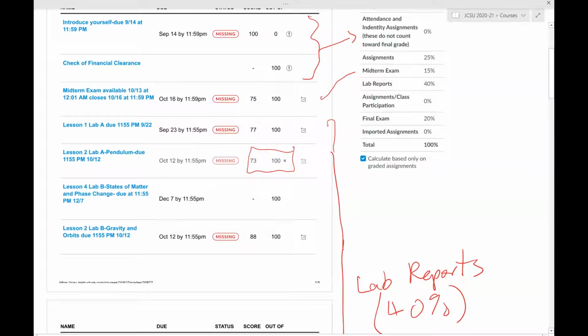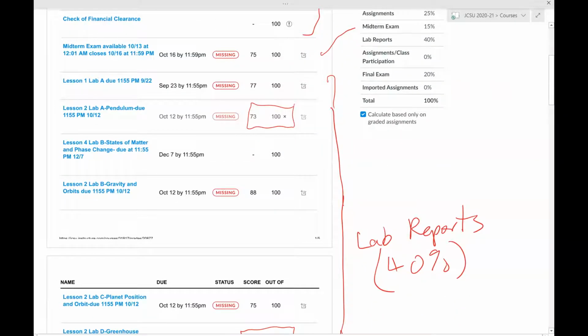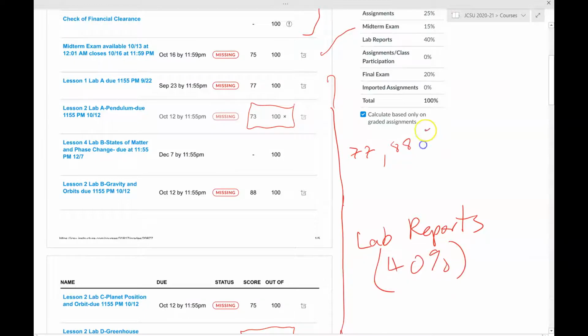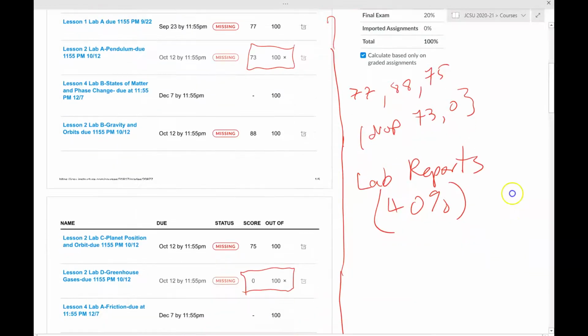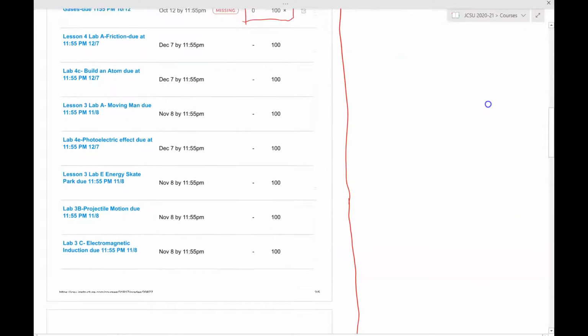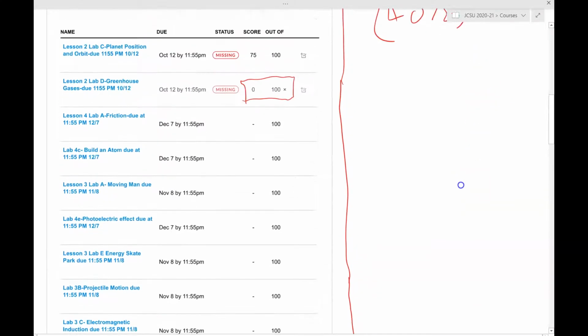So the labs that counted for the student then is they had a 77 in lab 1A, they had an 88 in lab 2B, and they had a 75 in lab 2C, and then we dropped a 73 and a 0. At the midterm, we dropped 2 of those. For the final, we're going to drop a proportional number of those.